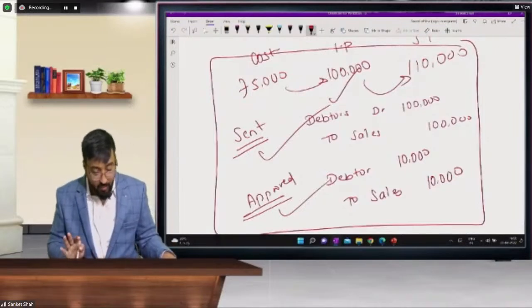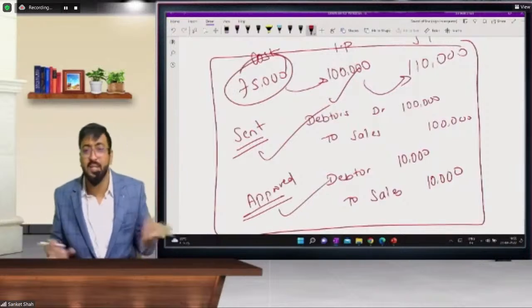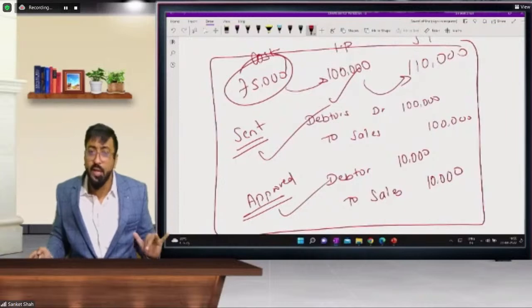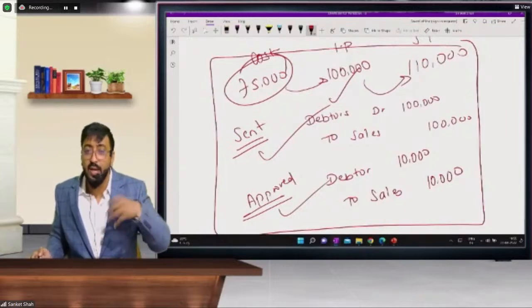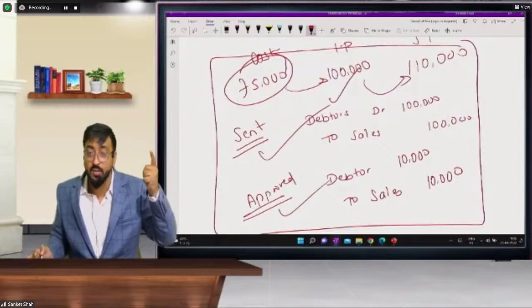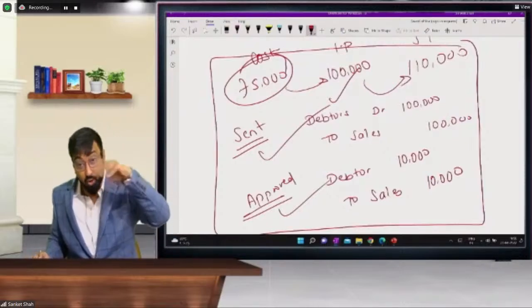Okay. Cost is 75,000. Cost remains the same. My cost will be 75,000. Only at the time of sending goods, it will be recorded at 1 lakh. But when he accepts goods, we will record the extra 10,000.